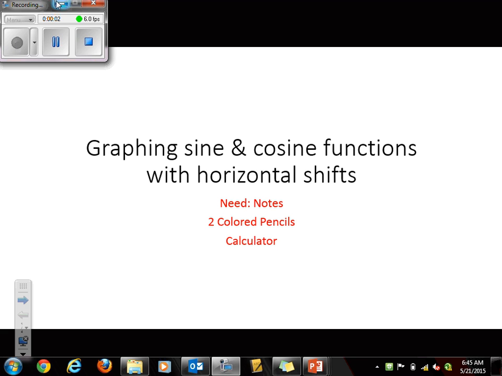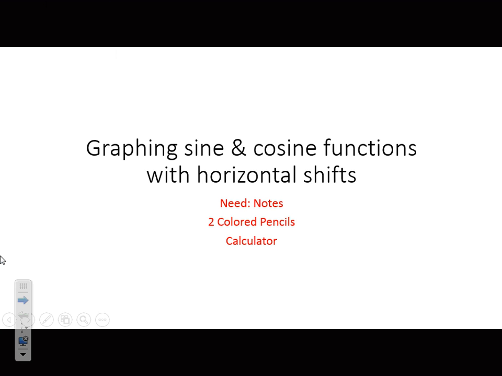Welcome, ladies and gentlemen. Today we're going to be talking about graphing sine and cosine functions with a horizontal shift. That means we're going to be moving to the left and to the right. You're going to need your notes, two colored pencils, a regular pencil or pen, and a calculator. All right, let's get started.